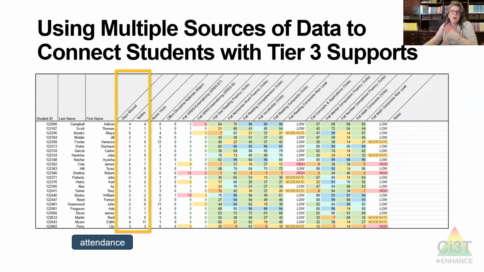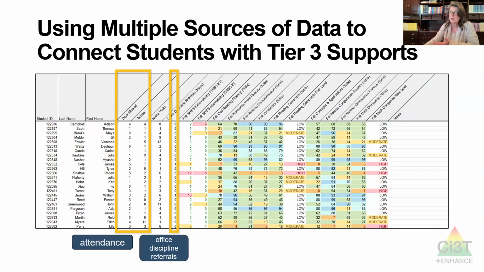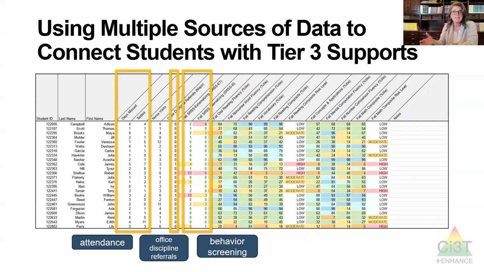You're going to look at data. Are they attending? How much time have they missed? How much time are they tardy? How many office discipline referrals have they earned? What are their SRSS-IE data looking like? And I know in the South, you guys call it the SRSS-IE. So like, what are their internalizing scores looking like?